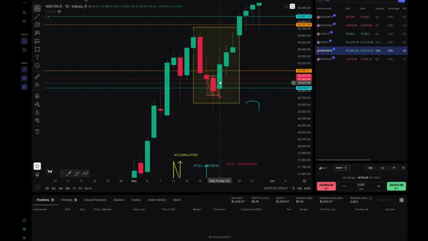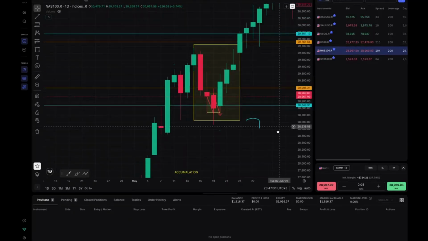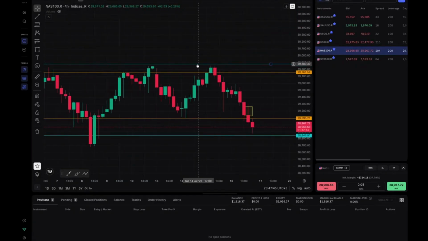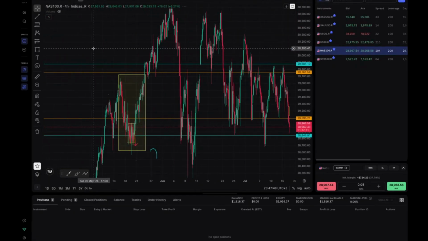But here's where I'm going to trade a little bit more cautiously, because I personally wouldn't get into a trade until it comes back above to beat out that high. Then that will let me know we're back on this PTOU. But if it doesn't, you want to go into the smaller time frames to investigate what is actually happening.